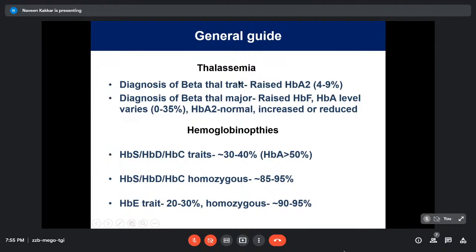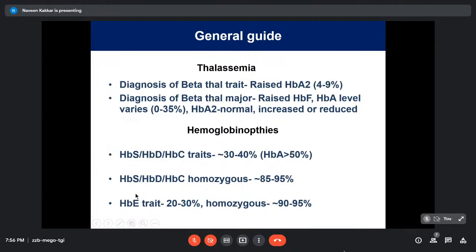So in thalassemias, what is the problem? Less alpha or less beta chains, in different proportions. In hemoglobinopathies, a new hemoglobin comes up, and that reduces your major hemoglobin A. In S, D and C traits, your percentage is likely to be around this. A little bit up and down is possible, but usually 30 to 40%. Hemoglobin A in these cases is more than 50%.